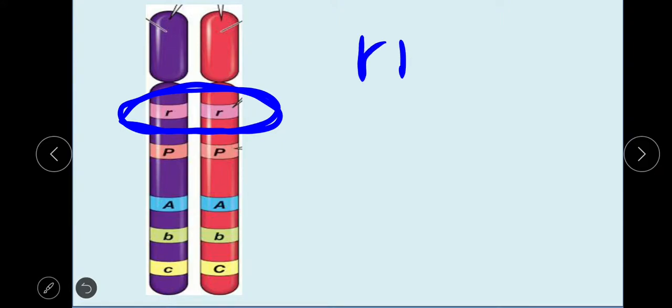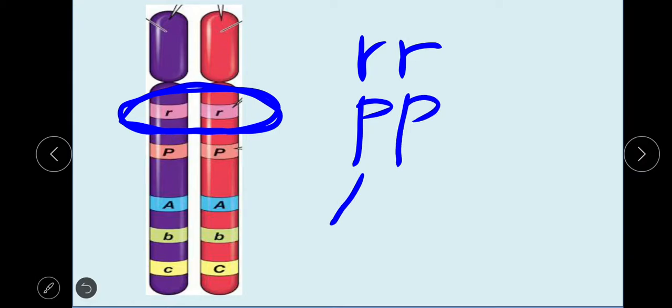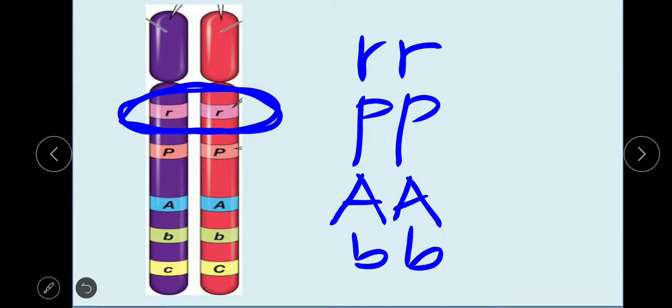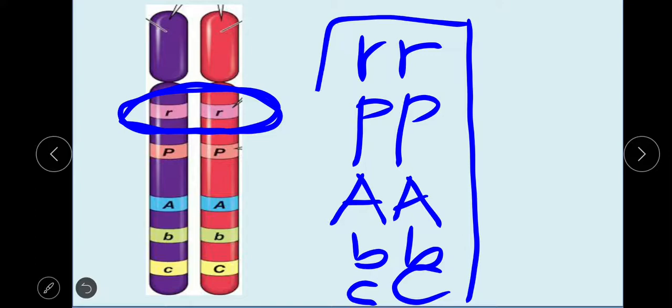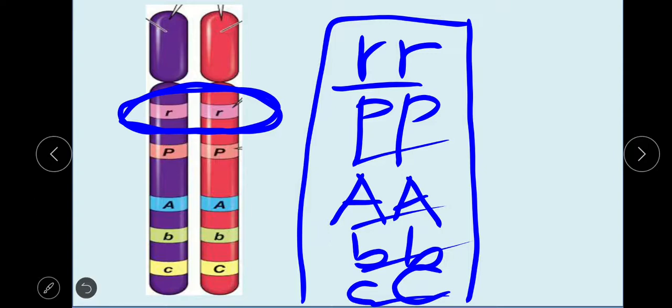Let's try to write it again. Small letter r, small letter r. Big letter P, big letter P. Big letter A, big letter A. Small letter b, small letter b. Small letter c, big letter C. These are called genotypes. Now, a pair of alleles makes up one gene. When we write alleles, we represent them with letters, and these letters are called genotypes because we write the genotype according to the pair of alleles. So, when we are asked to write the genotype, we use letters.